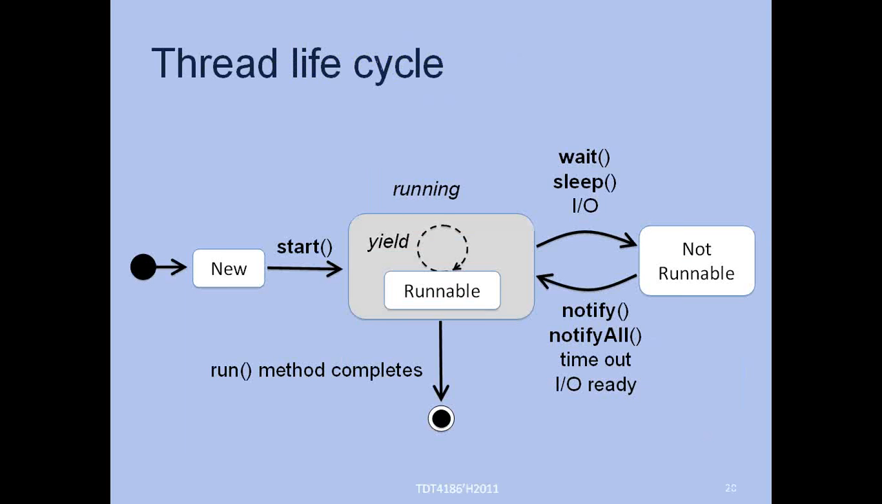Before you call thread.start, what is the state of the thread? It's in a new state. And when you call thread_object.start, it will be in a runnable state. And when the thread gets picked up by the scheduler, it will be in running state.